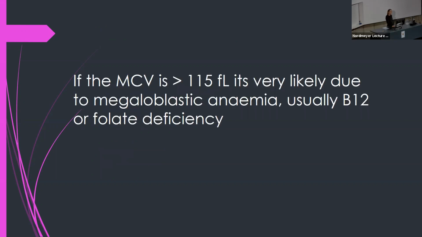But one really useful bit of information about the MCV here is that it's pretty unusual for somebody with an MCV of more than 115 not to have megaloblastic anemia. And the classic cause of megaloblastic anemia is either B12 or folate. It can be due to medications, but generally, if the MCV is more than 115, think B12 folate first off. And she is vegan, so she could be.